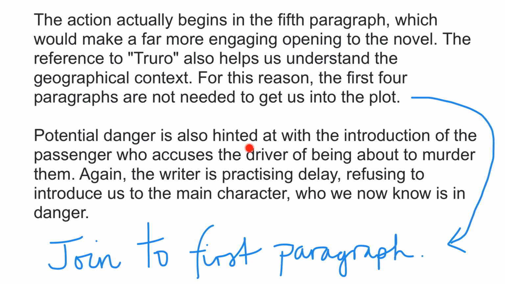Potential danger is also hinted at with the introduction of the passenger, who accuses the driver of being about to murder them. Again, the writer is practicing delay, so that's the effect of it, refusing to introduce us to the main character, who we now know is in danger.